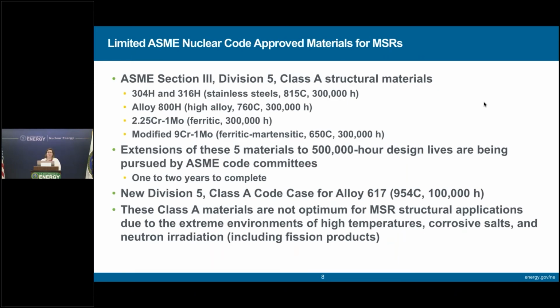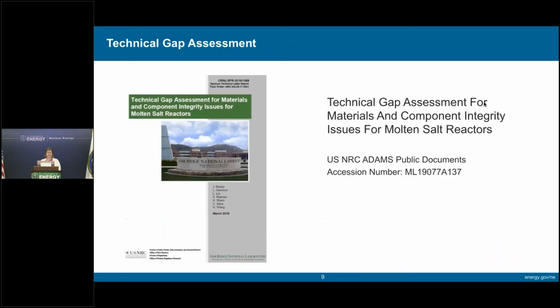Right now, there are limited materials that are available. Here you have a list of them. We have alloy 617 has recently been added to the 4 that we had prior to that. And the issue here is that these materials were not optimized for MSR use. And their focus was on other types of reactors. And so because of that, they may not be the right materials for MSRs, particularly for advanced MSRs further down the line. And so that was one of the areas that was brought up in the technical gap assessment that was completed. Here's a picture of the reference. It's a really good reference on what the issues around the MSR are.